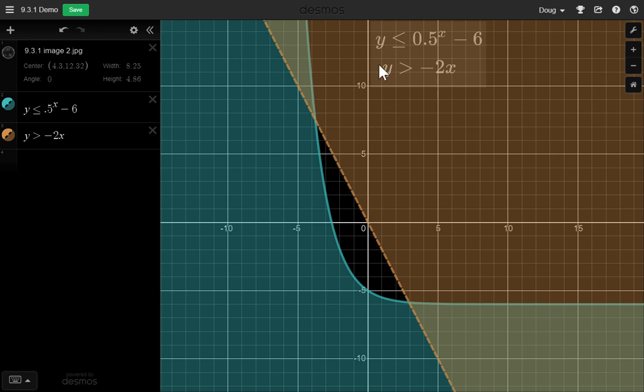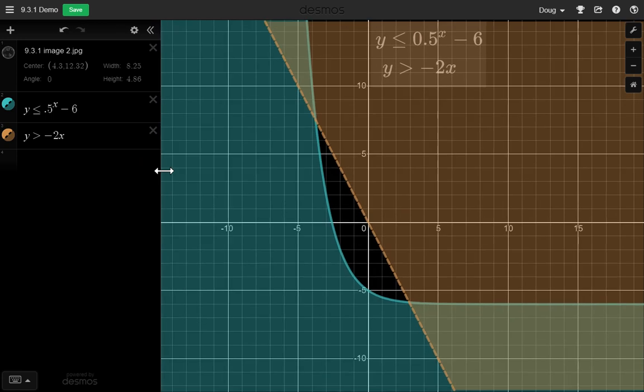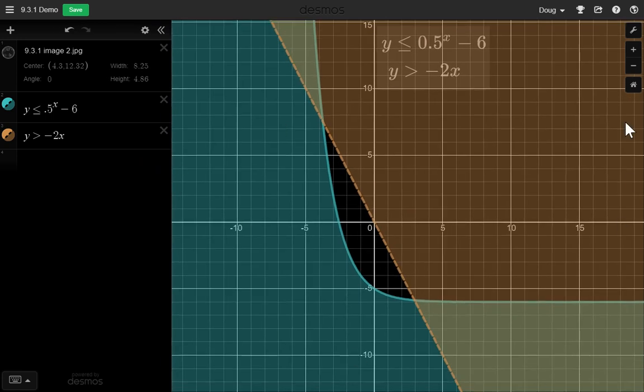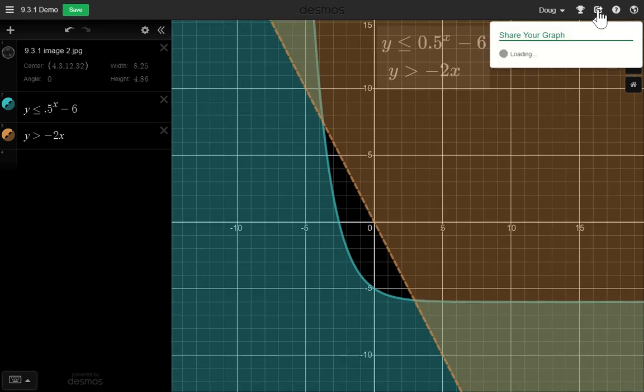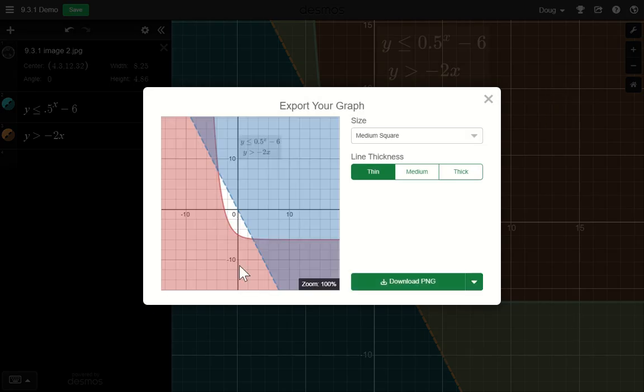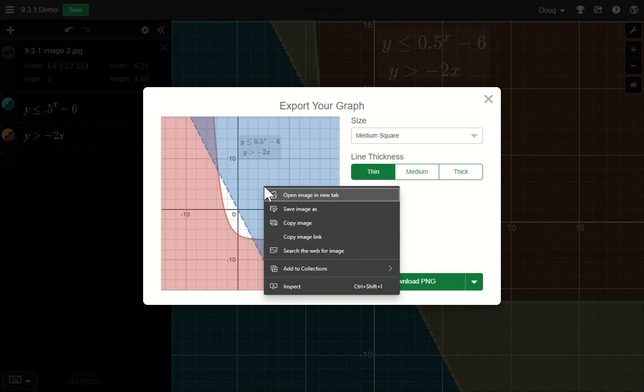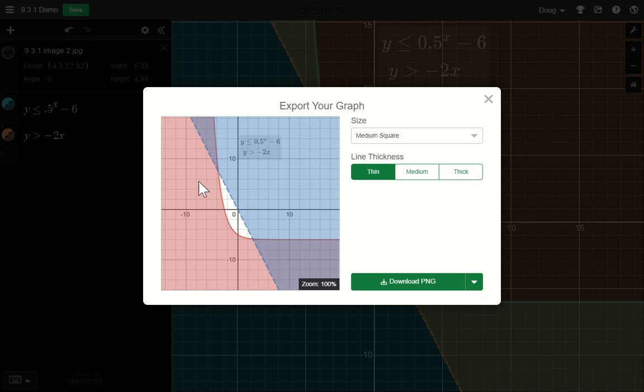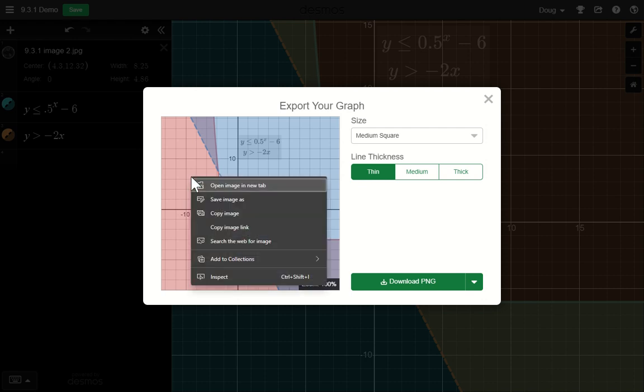So let me just show you how I like to grab images from Desmos. I kind of like these boxes to be roughly square in shape, so this is not bad. But you just come up here to the share graph, and then I'll click export image. And once this is here, if you right click this, or I'm not sure exactly what that is on a Chromebook, you can either screenshot it, but I'm sure there's a way you could right click this and say copy image.